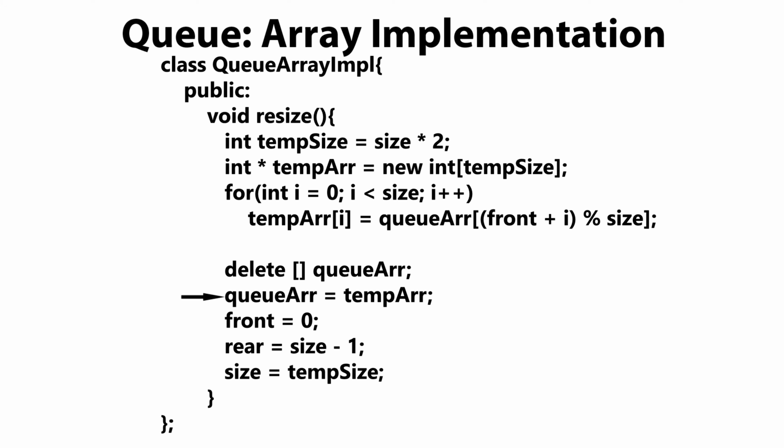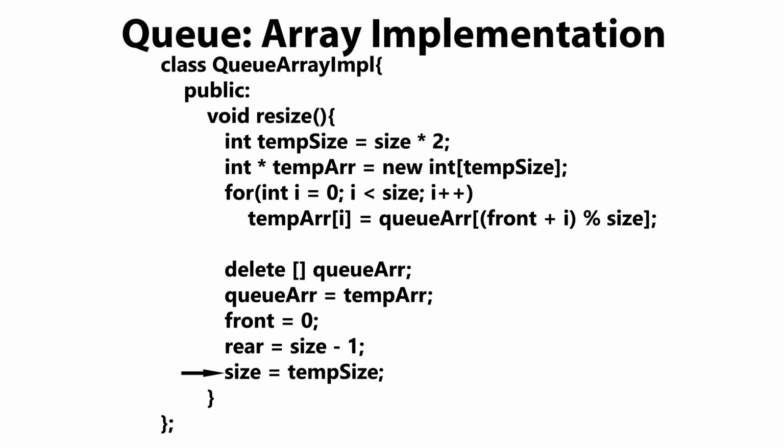Afterwards, we have to set our front equal to 0. And that's because when we were copying the data using our loop, we started at index 0. So we essentially shifted all the data. Then we set rear to index size - 1. And that's because that would be the last index within our old array. Then we come down here and we update the old size to the new size.